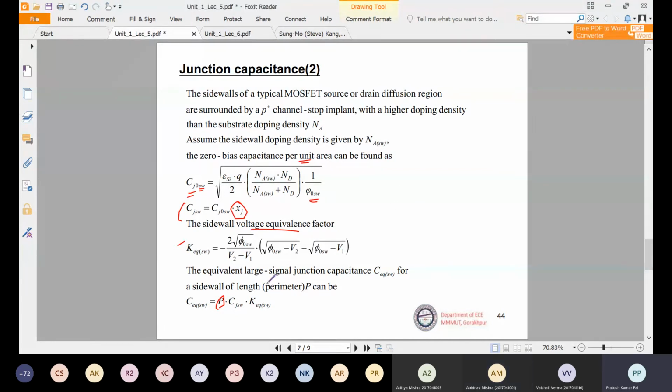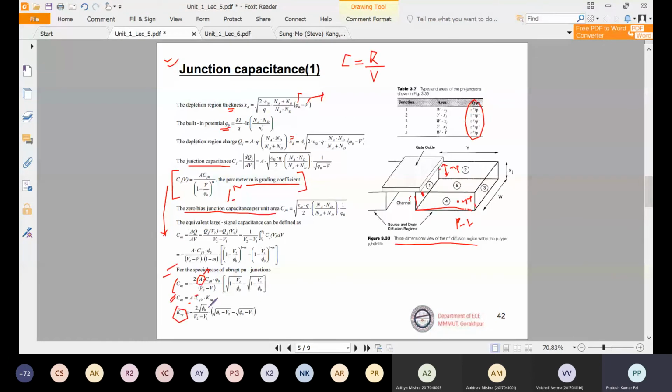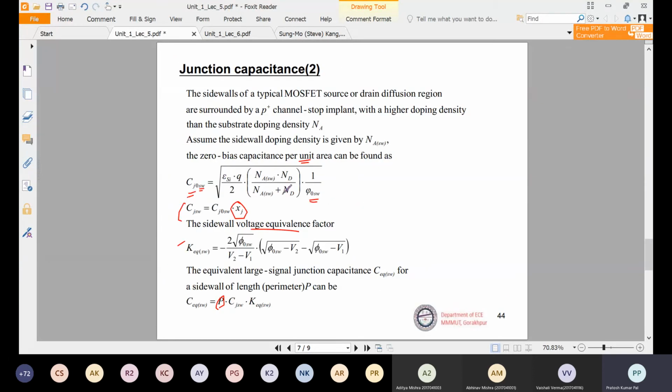Okay, so basically that was the calculation, and this calculation is for the area. For the side walls the calculation will be different. The only difference is that CJSW will be given by XJ multiplied by CJ0SW, the side wall capacitance, and this will be multiplied further by the perimeter, the side wall length, to get the equivalent side wall capacitance. Since XJ is already given, we multiply by the perimeter to find the area. So overall, this equivalent side wall capacitance will be calculated.